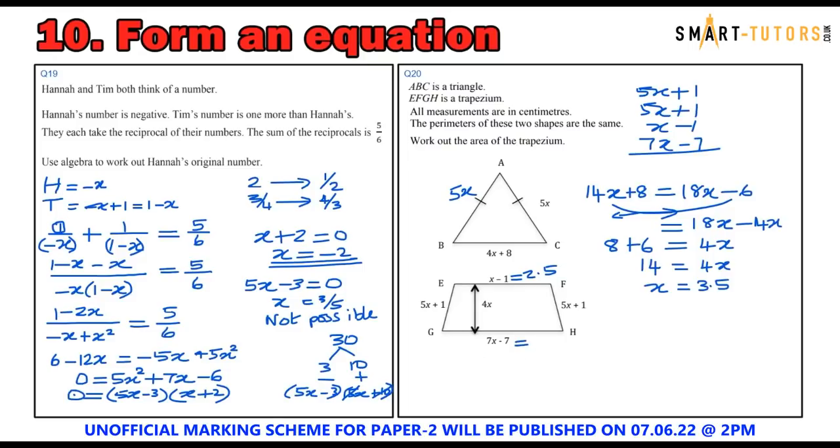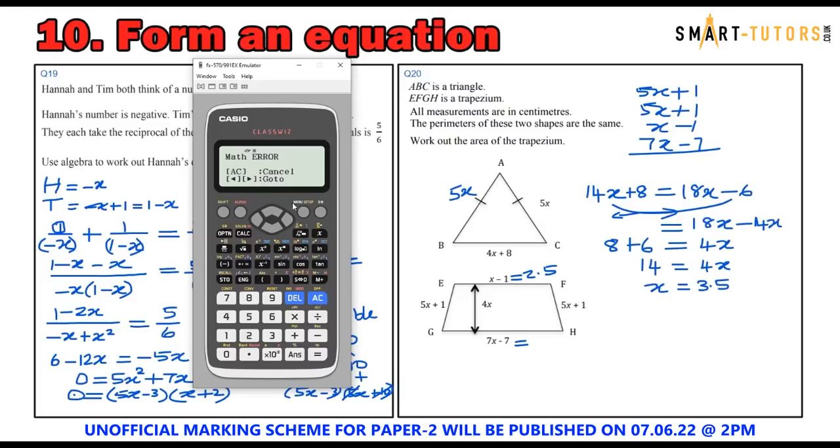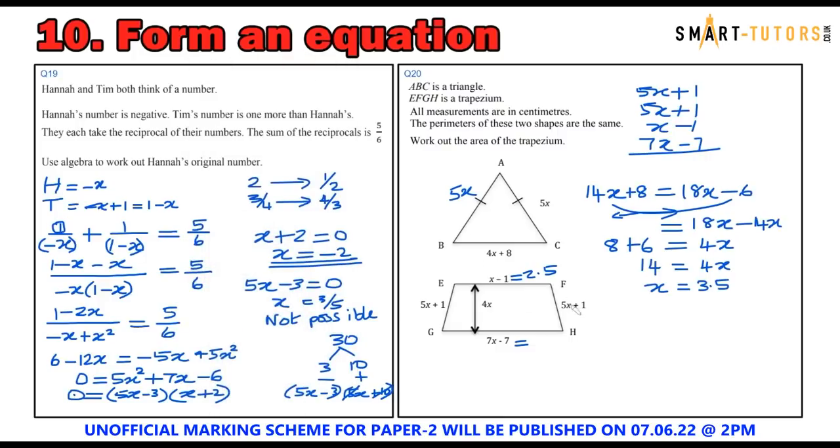So x equals 3.5 means this is 3.5 minus 1, which is 2.5, and this one is 7 times 3.5 minus 7. I'm just going to use the calculator. 7 times 3.5 minus 7 is going to be 17.5. And now 4x equals 4 times 3.5, which is 14, and 14 is the correct answer.